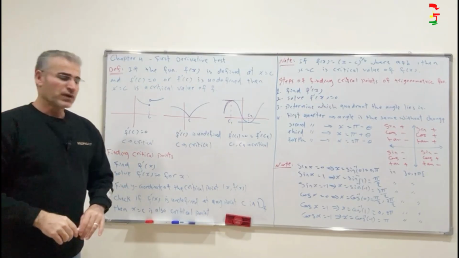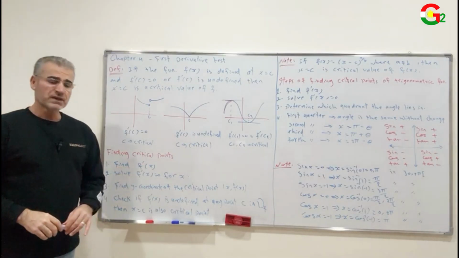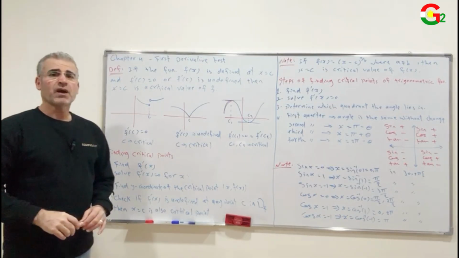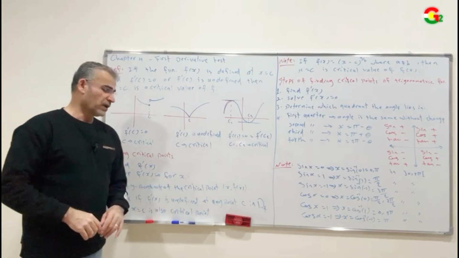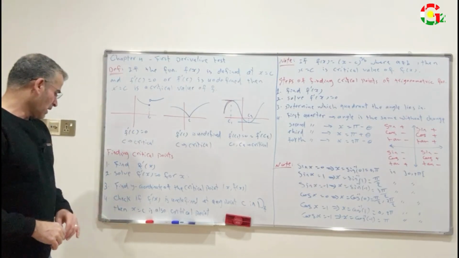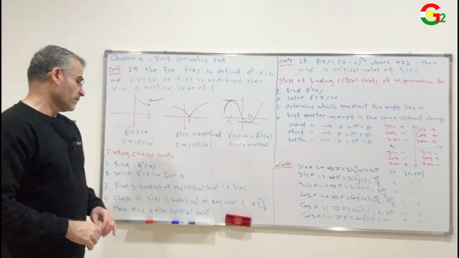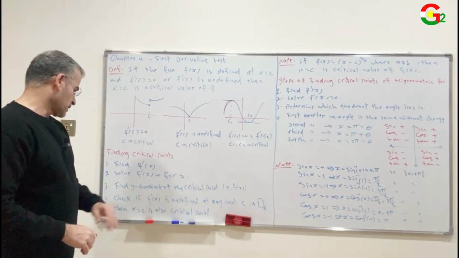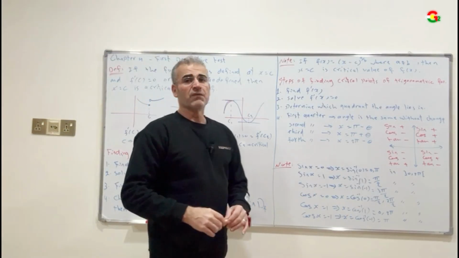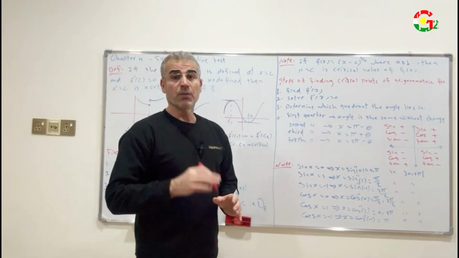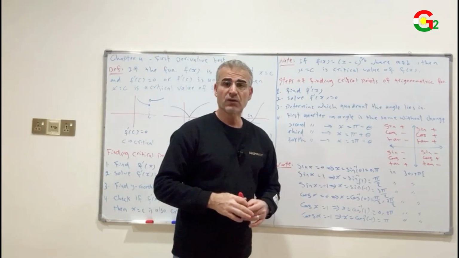How to find the critical points? Four steps. The first step, find f prime of x. Second step, solve f prime of x equals 0 for x. Third step, find the y coordinate of the critical point. And the last step, check if f prime of x is undefined at any point c in the domain of f; then x equals c is also a critical point. Note, if f of x equals (x minus c) to the power a over b, where a is not equal to b, then x equals c is a critical value of this function.